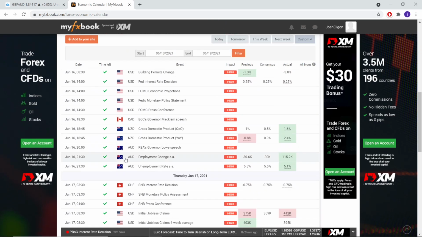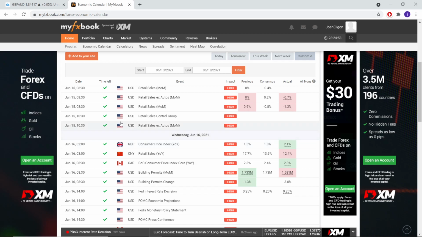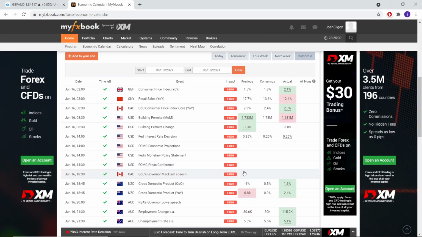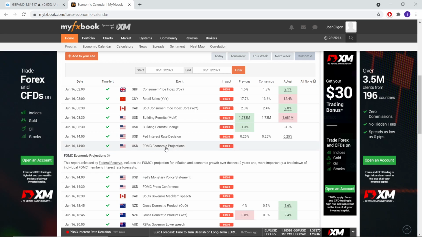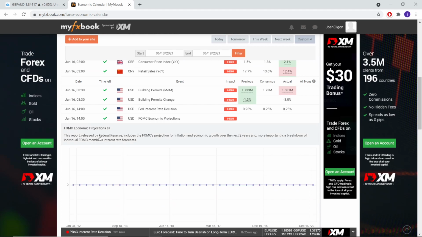Yes, as you can see, we had a lot of news on the Wednesday itself on the USD pair, a lot of important news such as the Fed interest rate decision, which you can see was kept the same, FOMC economic projections, Fed monetary policy statement, and FOMC press conference. All right, and these right here, what the FOMC economic projections are, as I say, this report released by the Federal Reserve includes the FOMC's projection for inflation and economic growth over the next 2 years, and more importantly, a breakdown of individual FOMC members' interest rate forecasts.